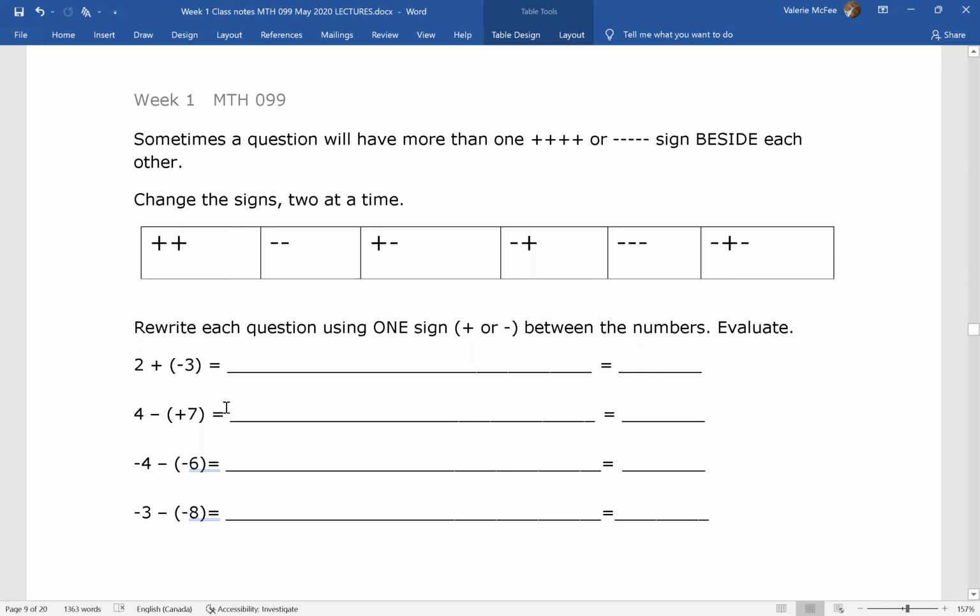Now, here's the thing. Sometimes you're going to see questions with more than one addition sign, or more than one subtraction sign between each other. I'm going to suggest that you always change it to one sign. And we're going to change the signs 2 at a time. 2 plus signs beside each other become a plus sign. 2 negative signs beside each other become a plus sign. So when the signs are the same, we have a plus sign.